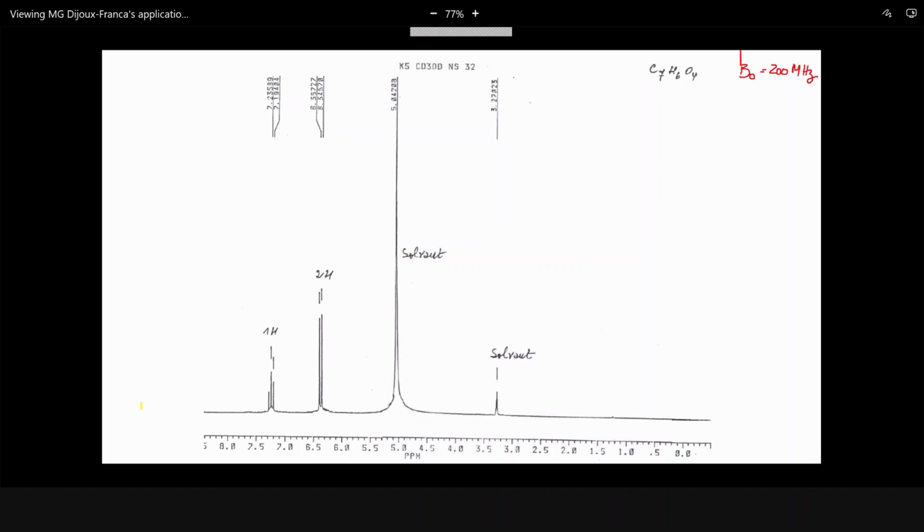Okay, so what do you see on this spectrum? We have 2 peaks of solvent, so we don't need them. And how many groups of proton do we have and what are the chemical shifts? So what is your conclusion?